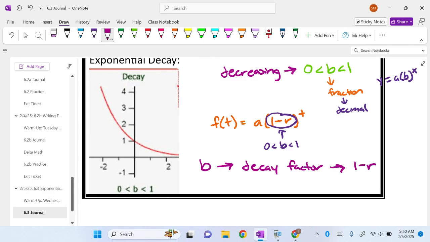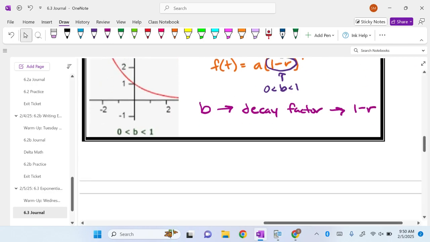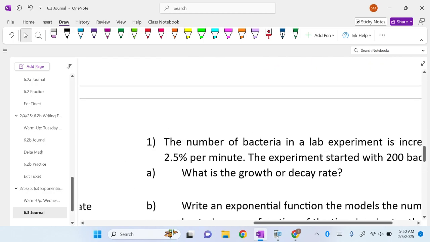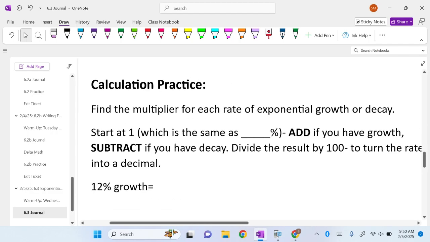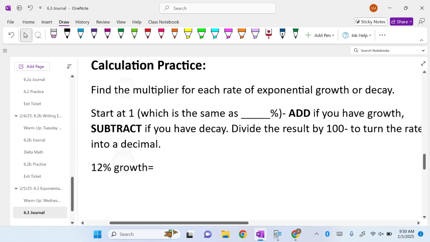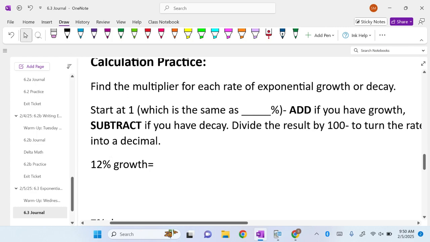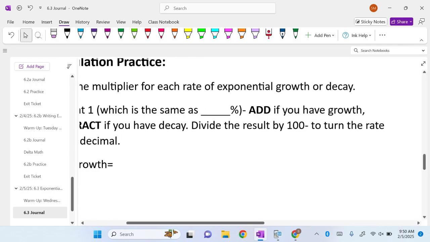All right. Now, let's do some examples. Let's look at this first example inside your packet. We're going to find the multiplier for each rate of exponential growth or decay. In other words, we're finding the exponential growth or decay factor for each of these.